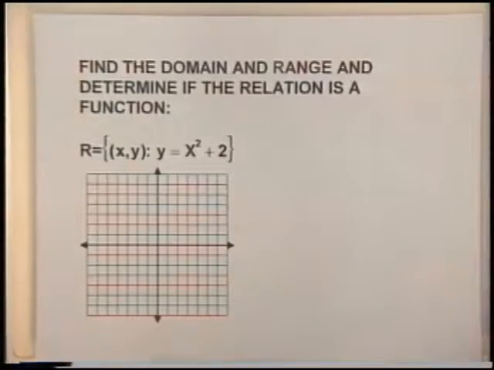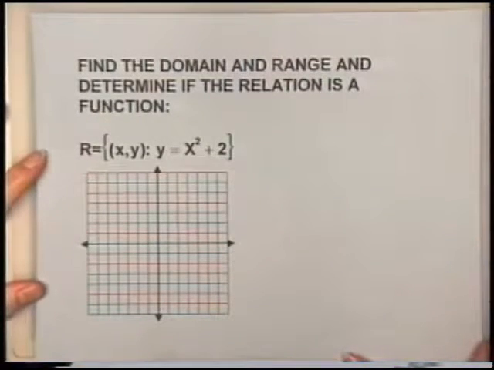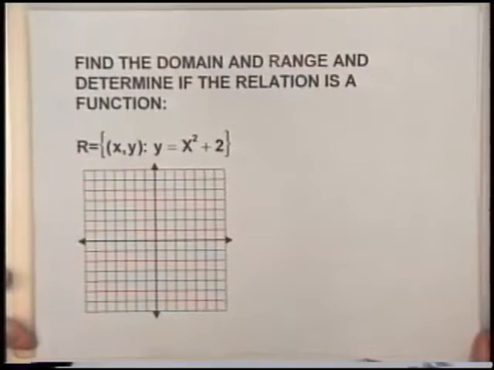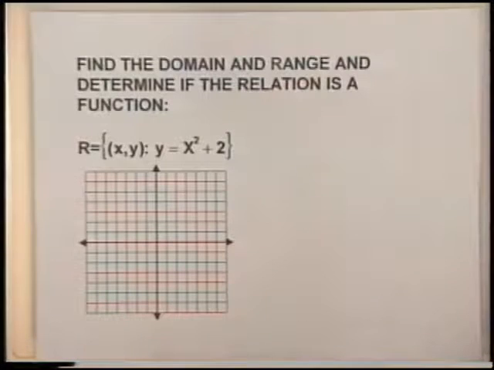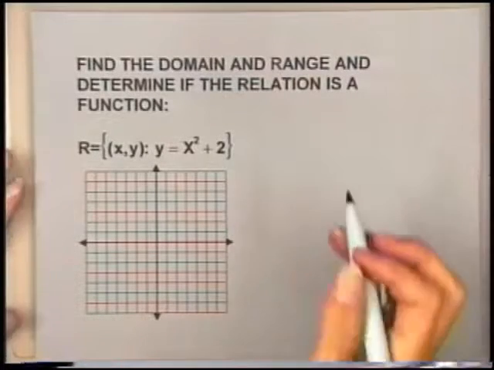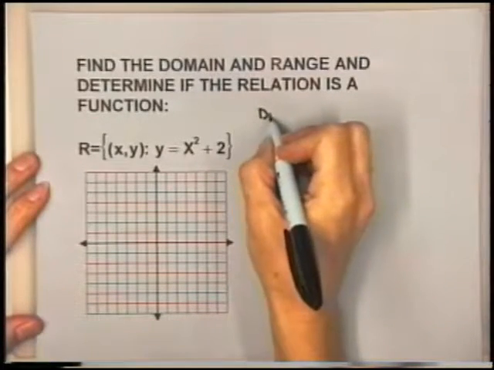Let's look at a second example. Find the domain and range and determine if the relation is a function. R is the set of ordered pairs x, y such that y is equal to x squared plus 2. Let's talk about the domain.